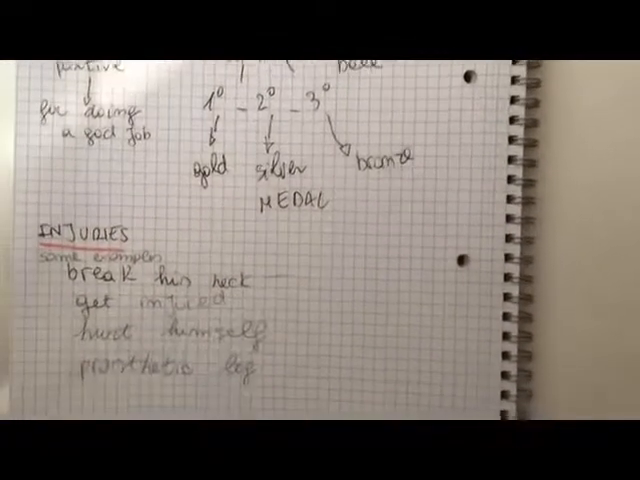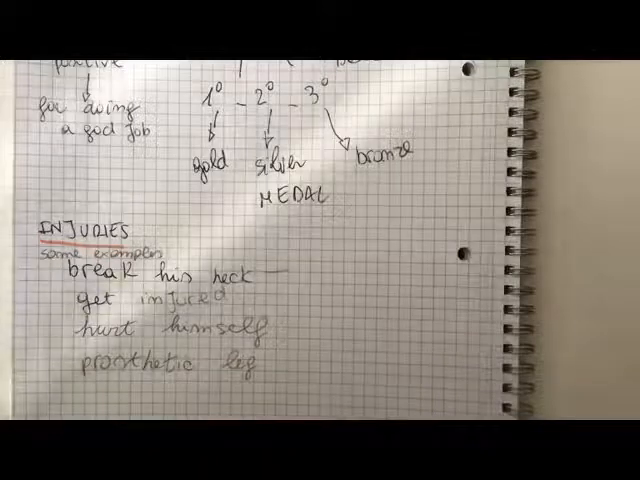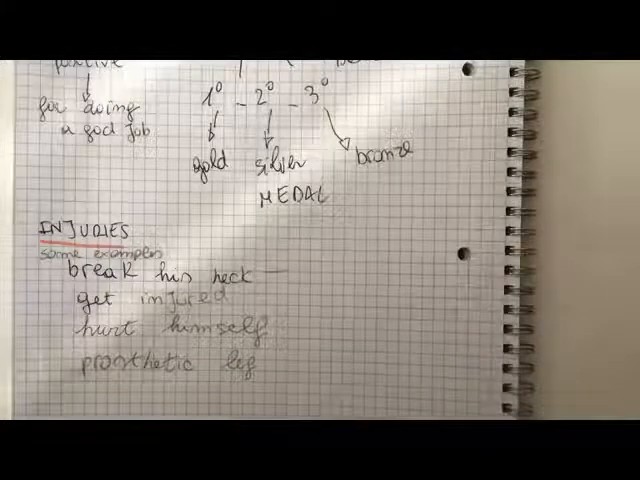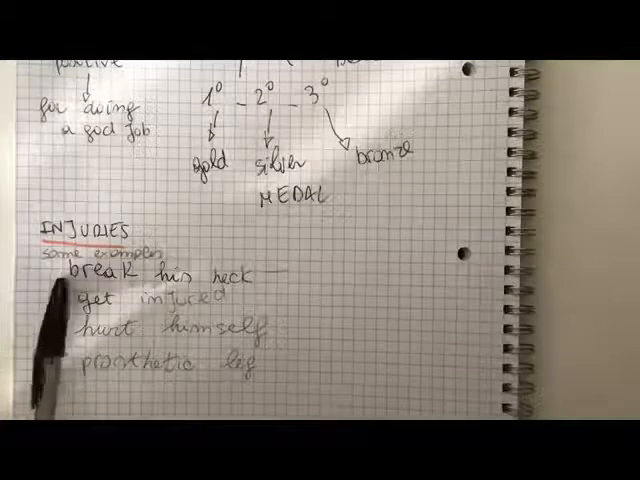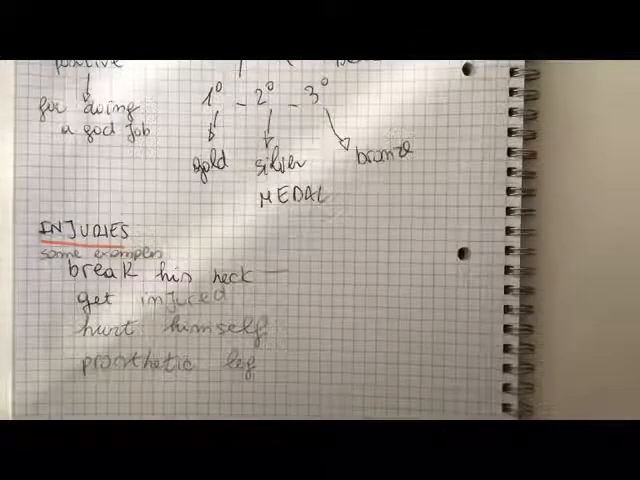But you need to understand what can happen to an athlete when he can get hurt. For example, he can break his neck, get injured, hurt himself, and he may need a prosthetic leg.